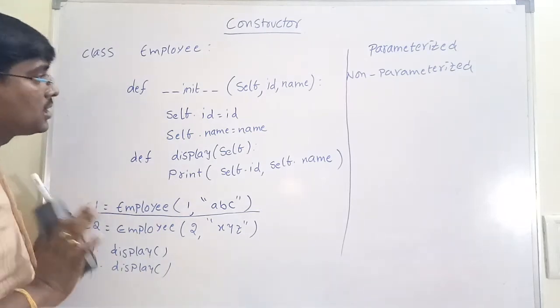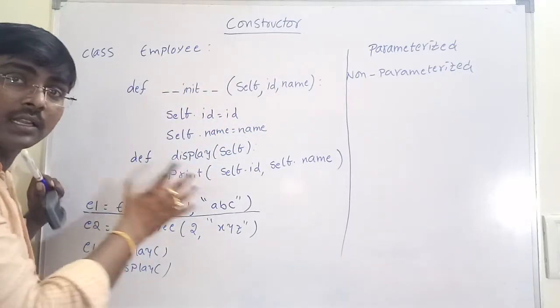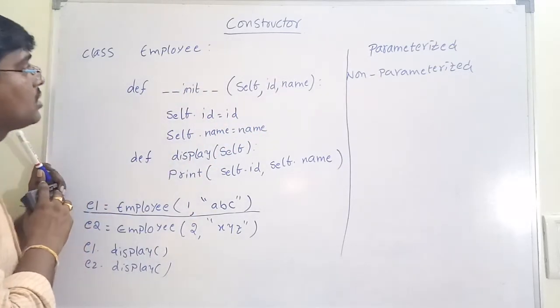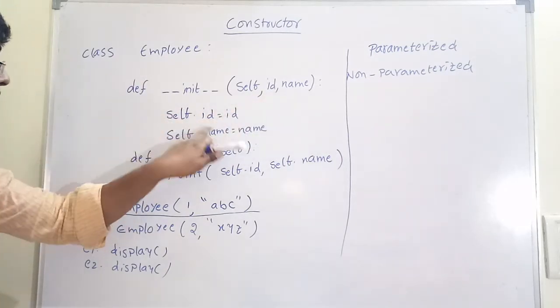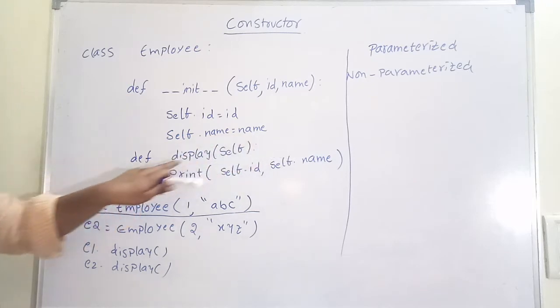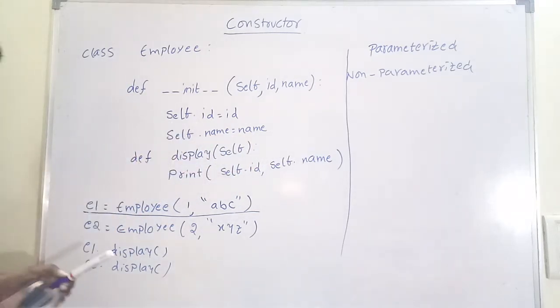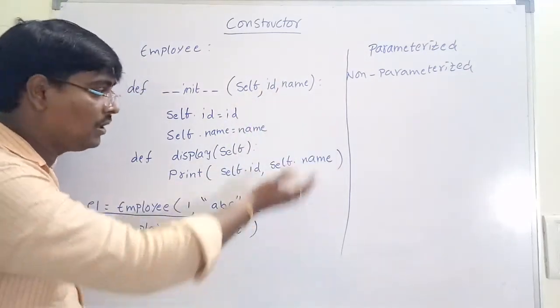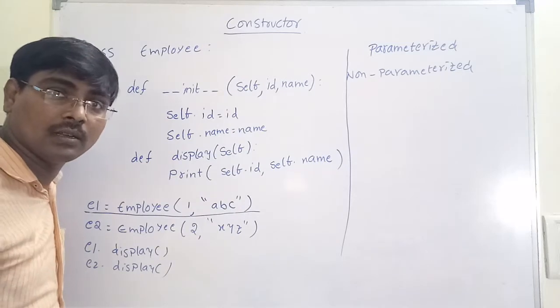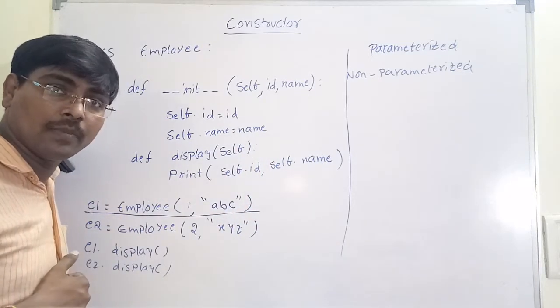Okay. For example, see the same example for parameterized constructor. Class employee, init with self, id, name. Self dot id, self dot name is equal to name. Define display of self: simply print self dot id, self dot name. This is a complete example of a parameterized constructor.